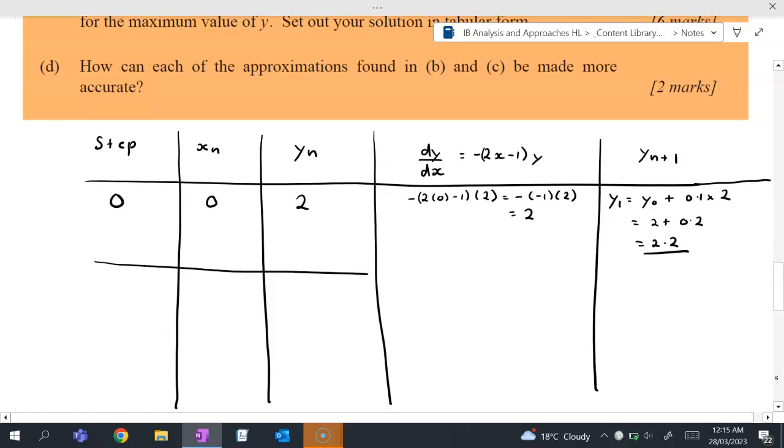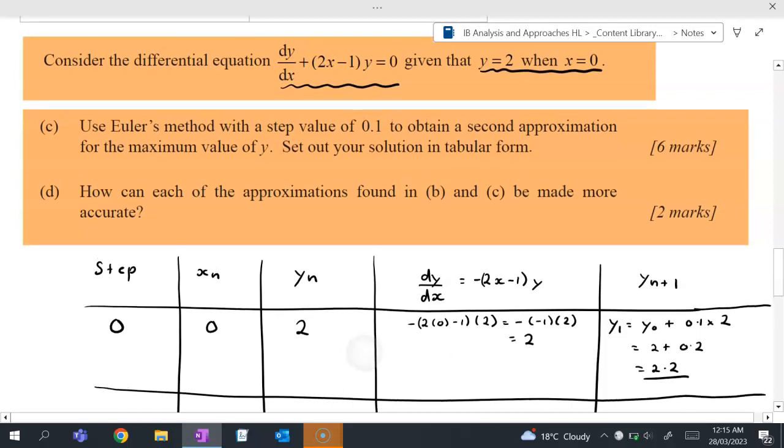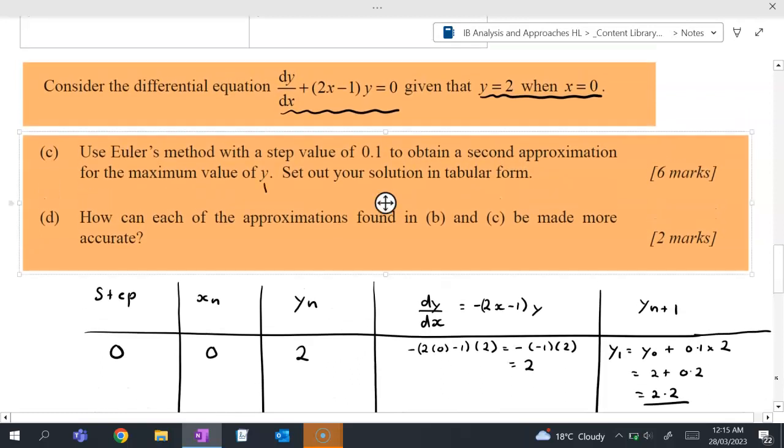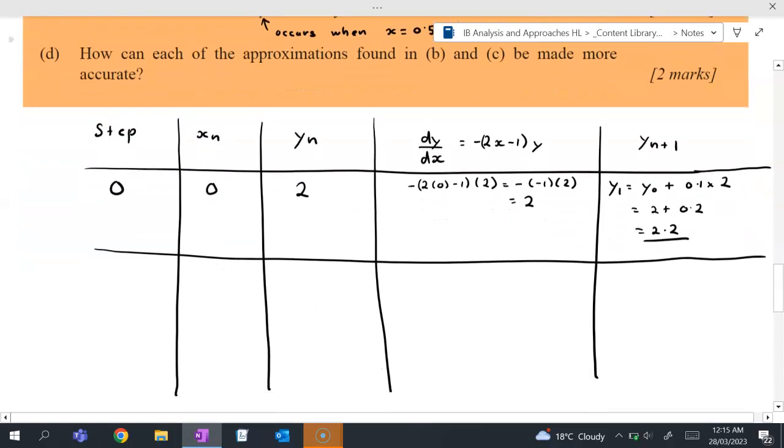Okay. Now what are we actually approximating? We're approximating the maximum value of y, and that's actually given in a different section. We're told that it occurs when x equals 0.5. So I'm going to have to do this 5 times.